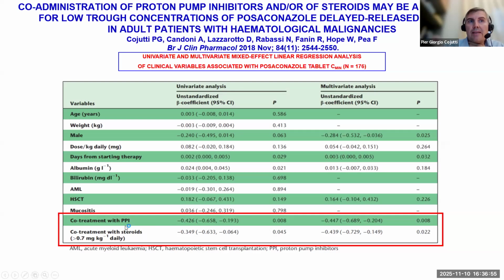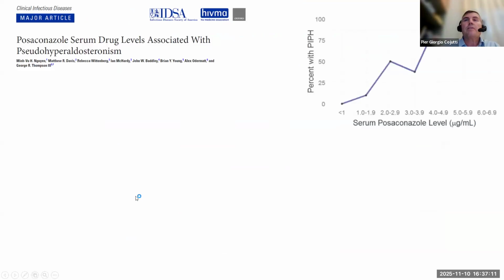So be aware that co-medication with these two drugs, proton pump inhibitors and steroids, may significantly decrease the concentration in your patient. Of course, it depends also on the dose of proton pump inhibitors.